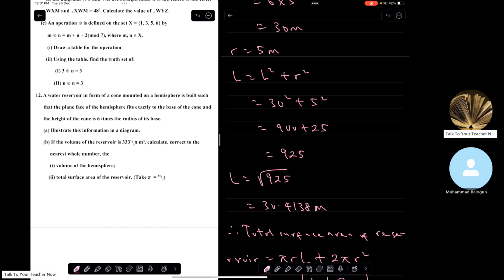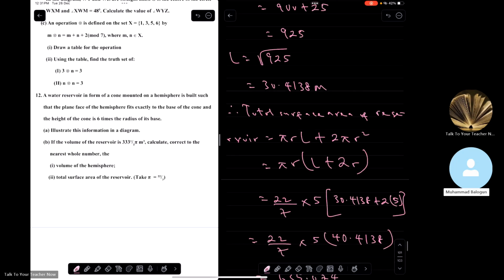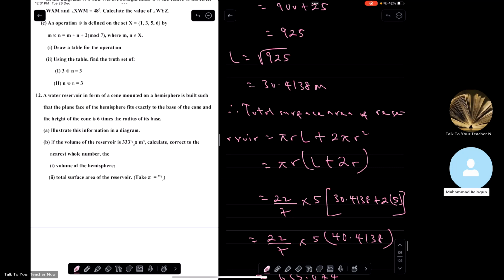Should I scroll? Yes, sir. I can scroll to total surface area of the reservoir. Okay. Total surface area of reservoir. Let's see that. So let's go. Make sure you have a neat note as usual.